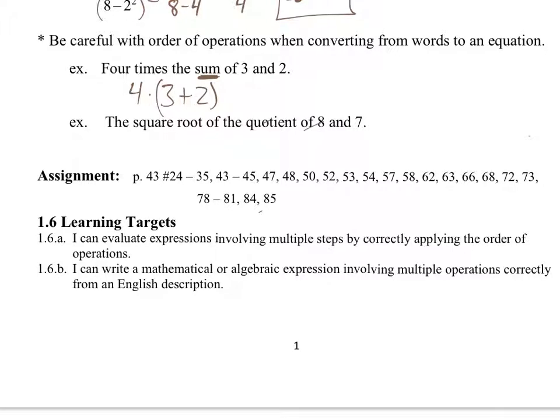The square root of the quotient of 8 and 7. What's inside the radical? 8, 7, or both? Both. Because it's the square root of the quotient, we'd have an 8 over 7 all inside the radical. And as long as the little radical symbol comes down far enough, you don't need to put parentheses around your 8/7, but you should make sure it does come down adequately far. Any questions on this section?